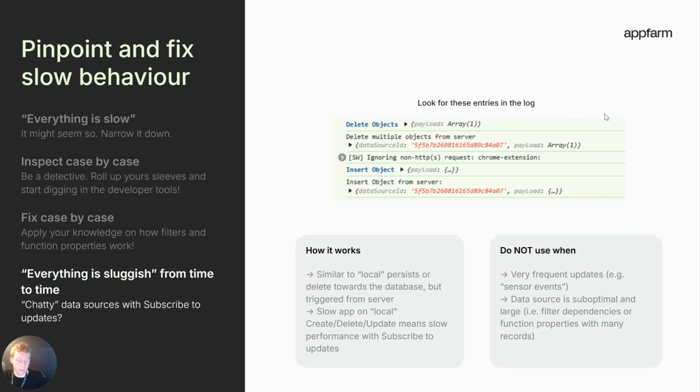For example, if there's one request that comes in every second and all of the recalculations that need to be done every single time take 700 milliseconds, then your app spends 70% of the time just recalculating and refiltering over and over again. And then in this case, it's not surprising that the behavior can seem sluggish. You should also avoid using subscribe to updates in data sources where there are many filter dependencies, or there are many function properties, or the number of objects is large.